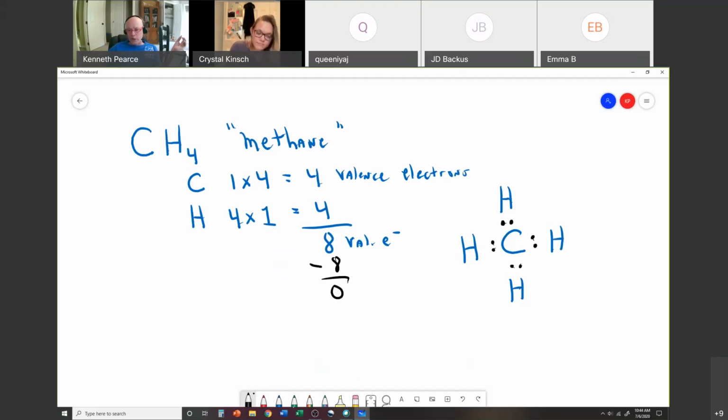So now we go through and we check and make sure everybody's happy. Now the carbon, is the carbon happy? And the answer is yes, the carbon is happy. How about those hydrogens?